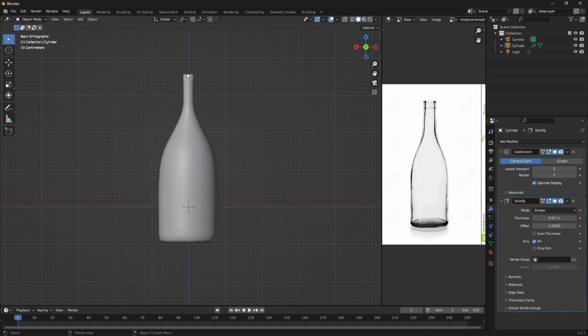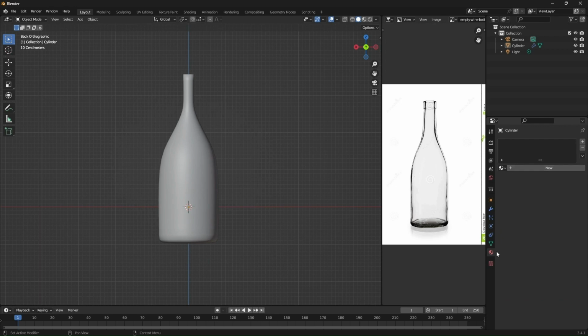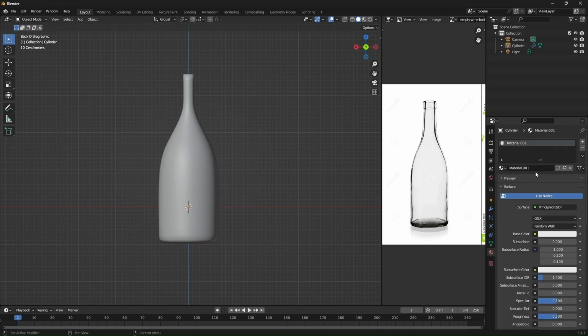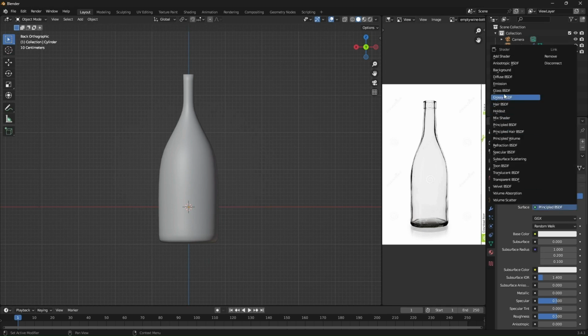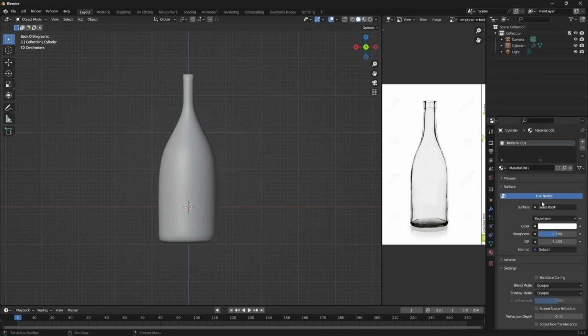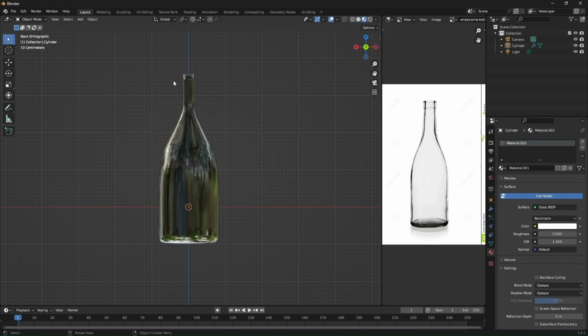Next up is to add some texturing to this model. Since it is a bottle, I wanted to have a glass texture. To do that, I'm going to add a material property. So go to material properties, add new, and instead of principled, I'm going to use glass. I'm going to lower the roughness. And now I'm going to switch over to a different shading view. So here goes the texturing.